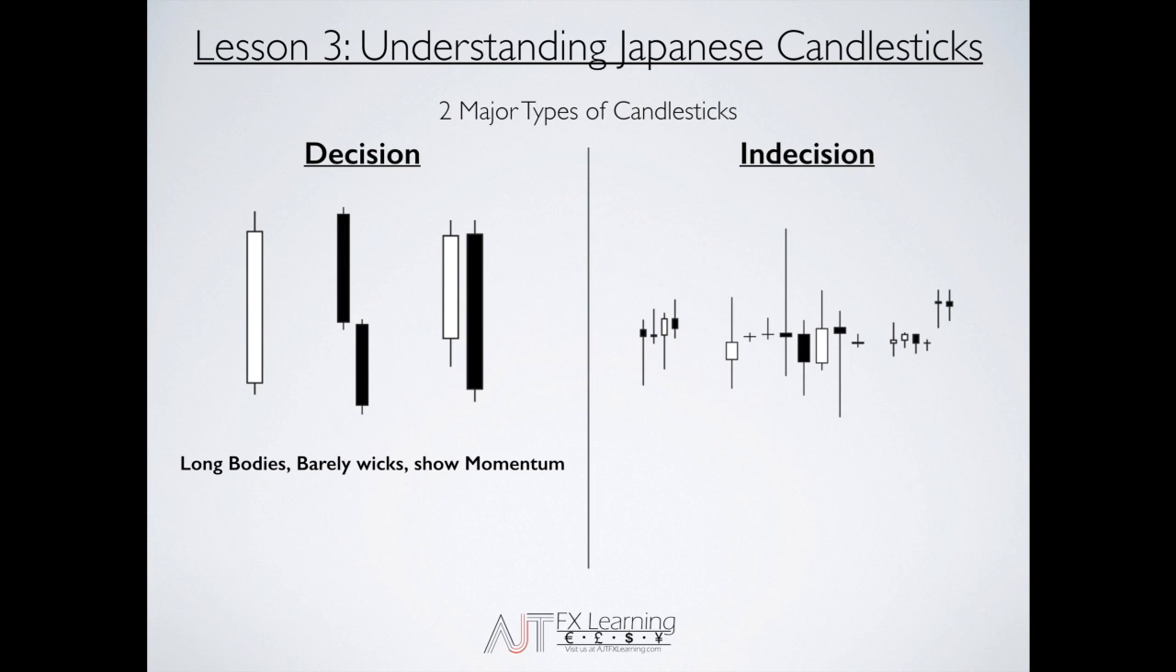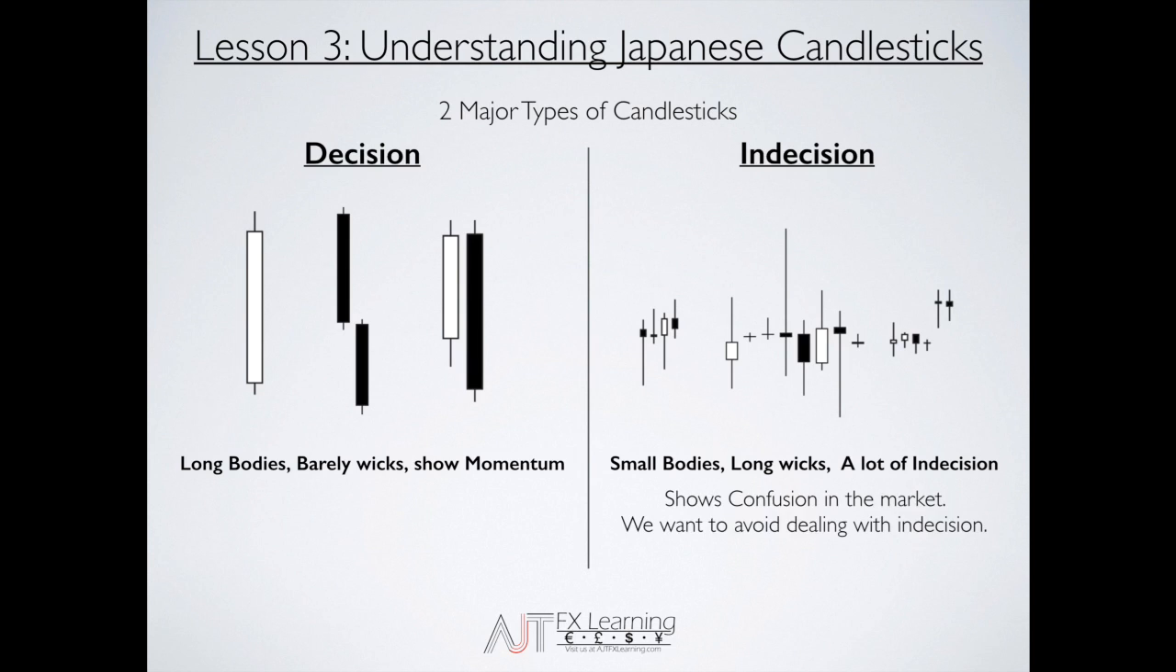So with these indecisions, you're actually going to see what? Small bodies, you're going to see long wicks, and a lot of indecision is really ugly in the market because it really doesn't show us that momentum. So we want to what? It shows us that confusion in the market, and we want to avoid dealing with indecision.